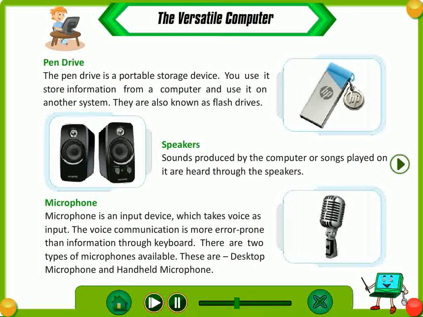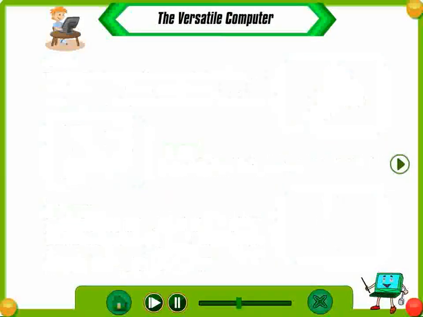Microphone. Microphone is an input device which takes voice as input. Voice communication is more error-prone than information entered through the keyboard. There are two types of microphones available. These are desktop microphone and handheld microphone.